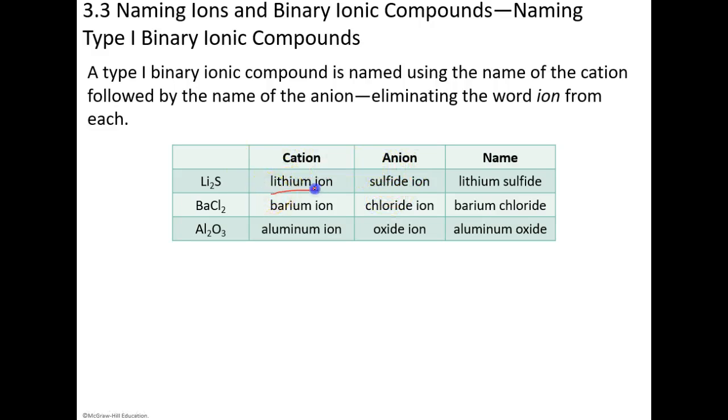All right, so you have the lithium ion and the sulfide ion come together. The name is lithium sulfide, barium chloride, aluminum oxide. It doesn't matter how many of each you have. This is the name. It's as simple as that.